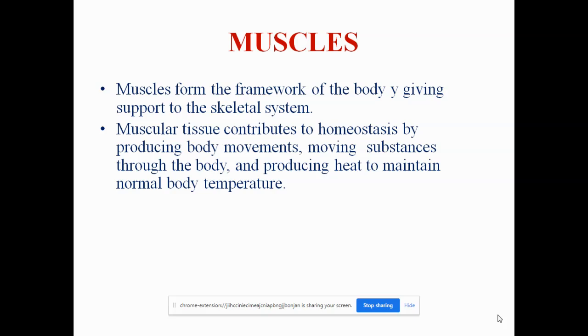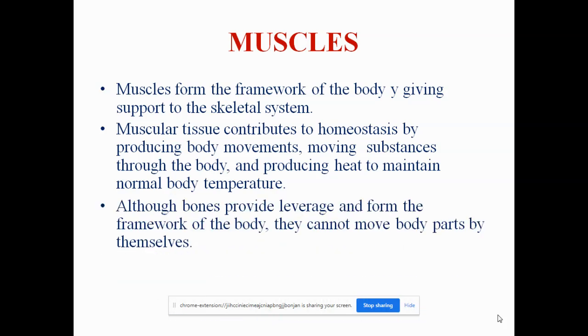So, muscular tissue contributes to homeostasis by producing body movements and also moving substances throughout the body, like the food, water, blood, etc., and also producing heat to maintain normal body temperature. Although bones provide leverage and form the framework of the body, they cannot move the body parts by itself. So, the muscles only help in the movement of the skeletal bones or the framework of the body.